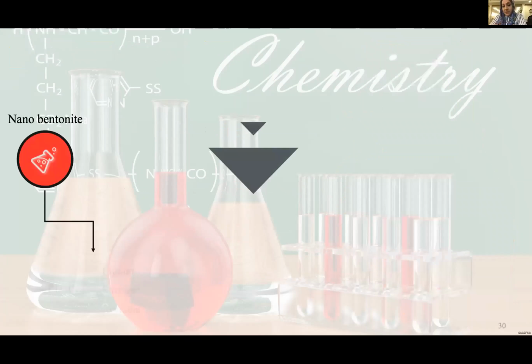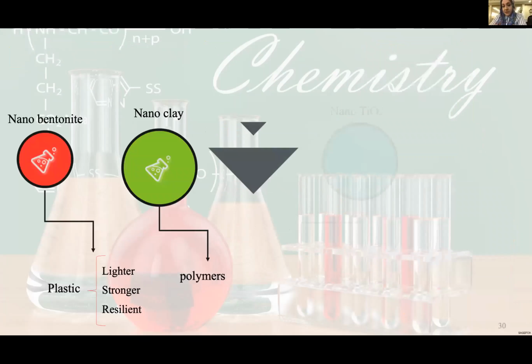And the other applications of nanomaterials, for example, nanobentonite in plastics, nanoclay in polymers, and nano titanium dioxide in wear and corrosion, the same as in the previous presentation, and nano calcite in paints, pigments, and polymers. But about the application and global marketing, for example, metal oxides, metals, and chemicals.